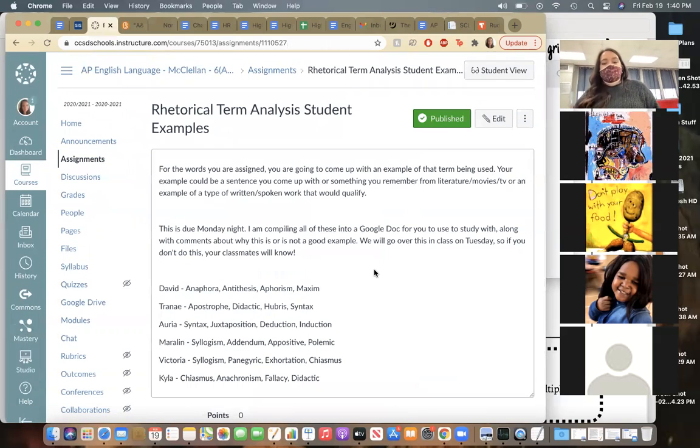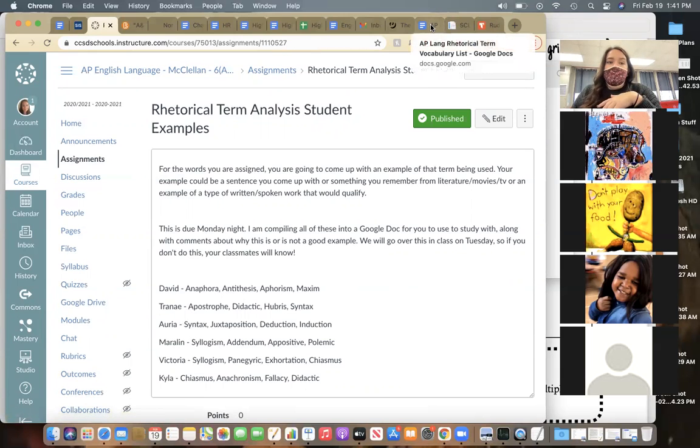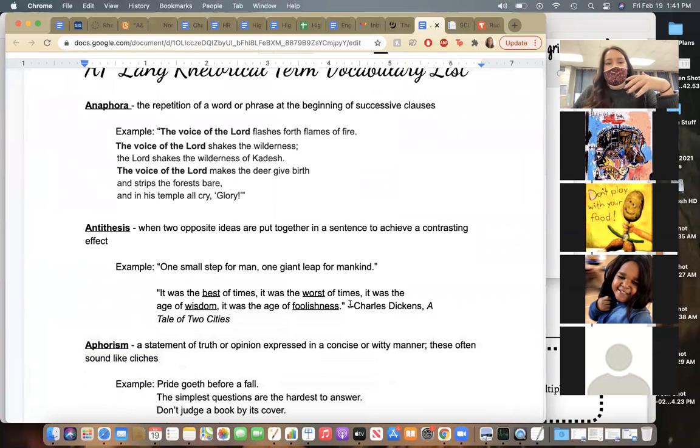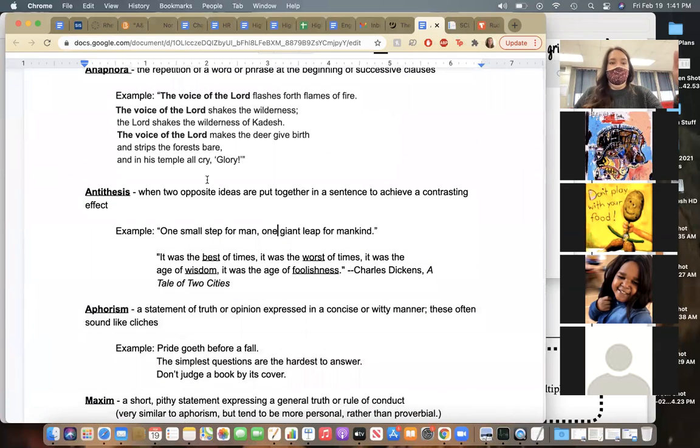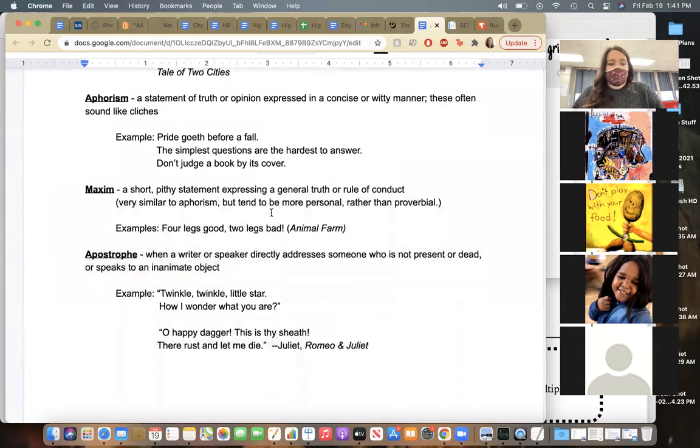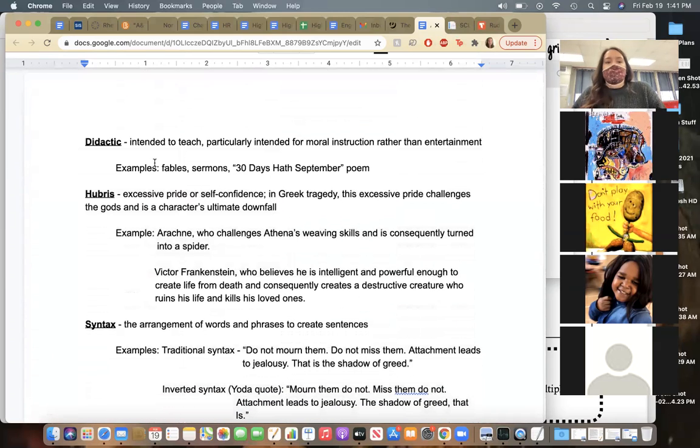Okay, so I've assigned everybody four different words from this list. For the words you're assigned, you're going to come up with an example of that term being used. Your example could be a sentence that you come up with, something you remember from literature or movies or TV, or an example of a type of written or spoken work that would qualify. And if that's confusing, you can just refer back to my original list. Like my first example is a quote. Several of my examples are quotes. But then also for didactic, fables, sermons, sort of a more general example.